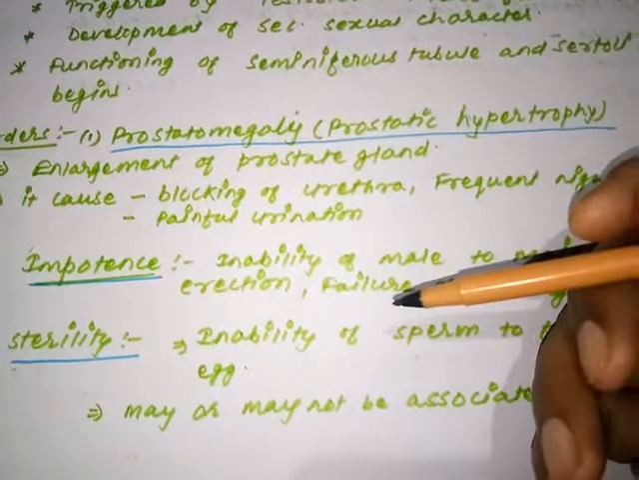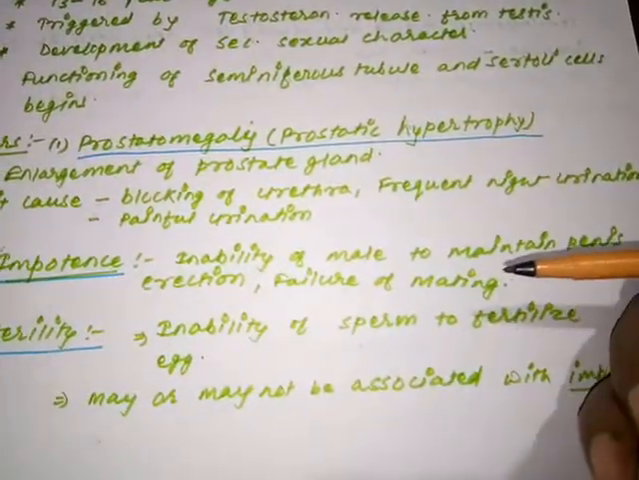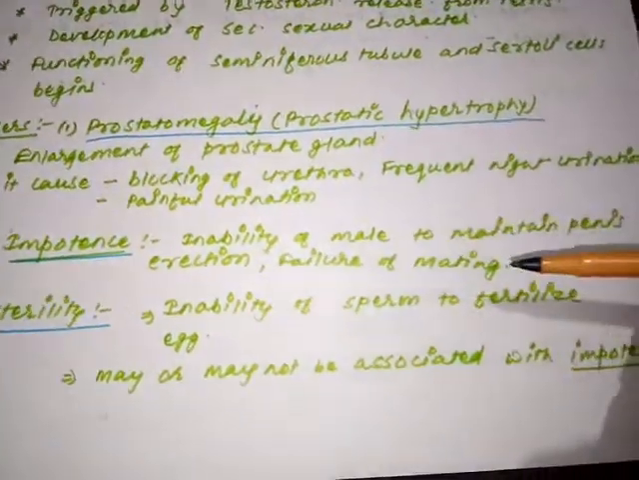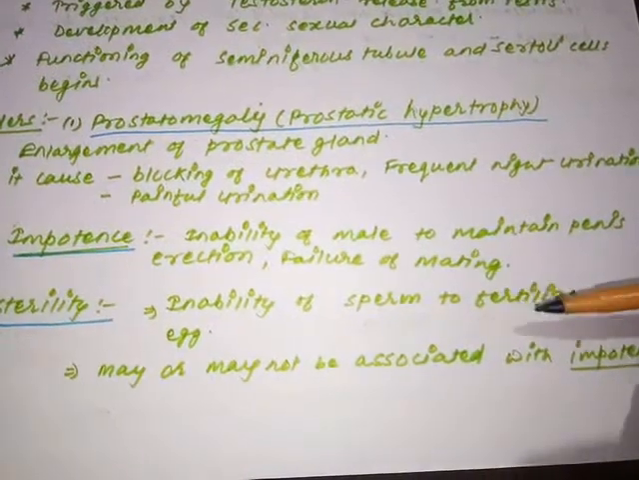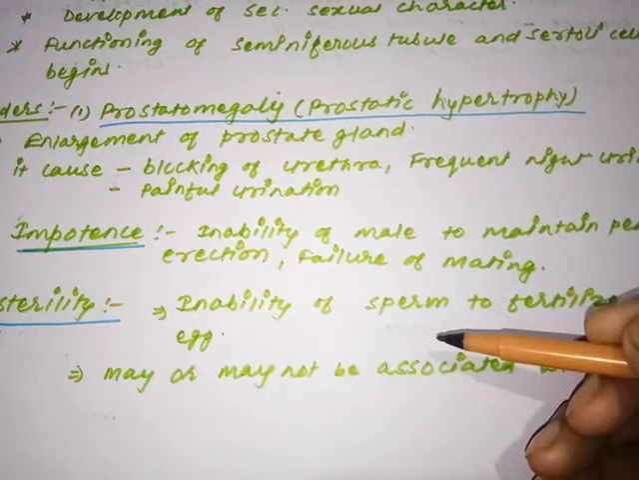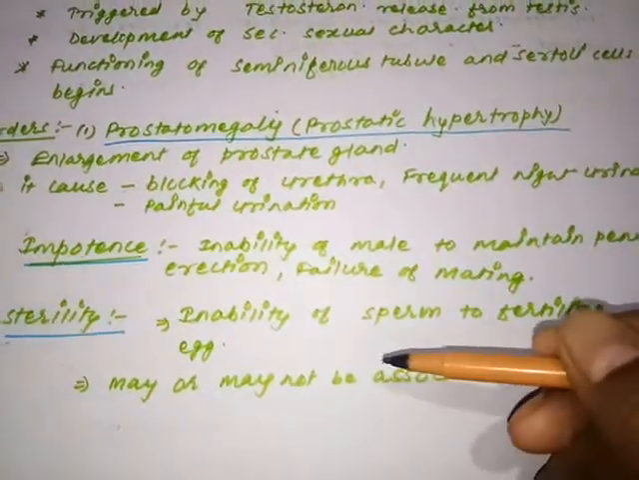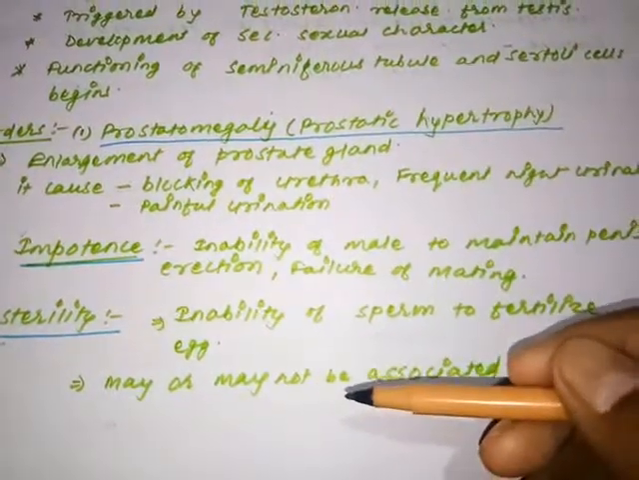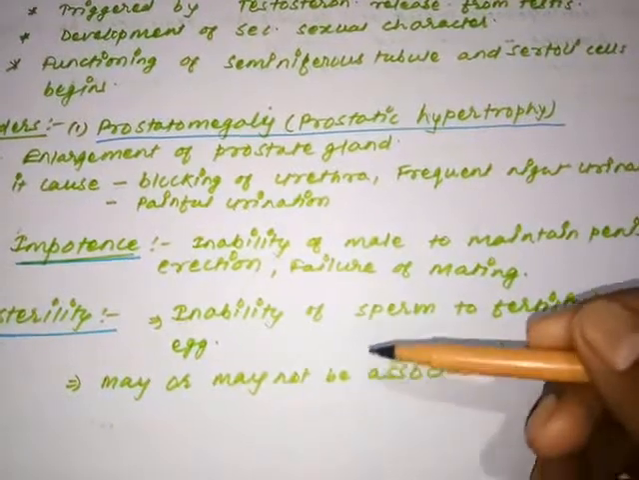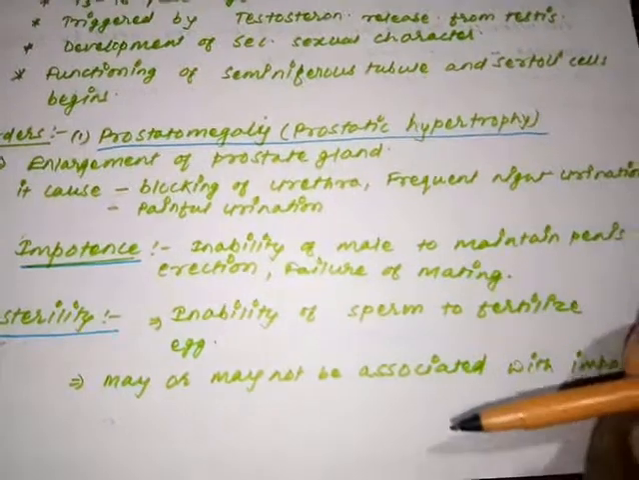Moving on to the next, that is impotence. That is a reproductive disorder. Impotence means the inability of the male to maintain penile erection and failure in mating. Sterility is the next one. Sterility means the inability of the human male sperm to fertilize the egg. When the male sperm is not able to fertilize the egg, that is called sterility. We cannot say that sterility is always associated with impotence. It may or may not be associated with impotence. So is it clear to you all?